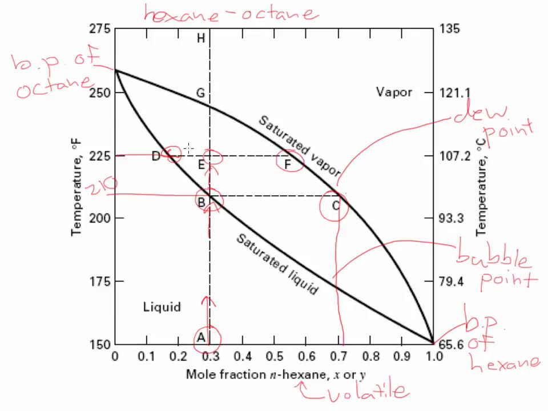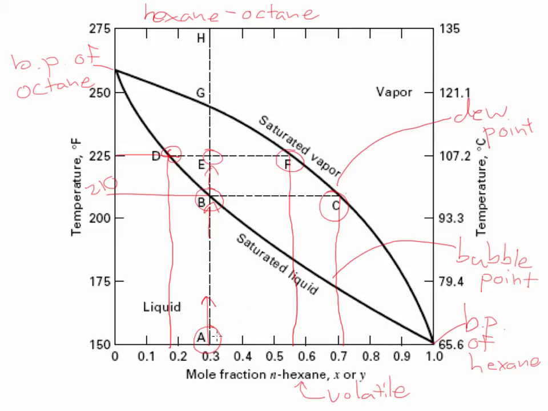If we go down to the x-axis to read those compositions, we see that the liquid composition is going to be a little less than 20% hexane, and that the vapor's composition is going to be between 50 and 60% hexane, maybe 56, 57% hexane. Again, binary system, so if you're a little less than 20% hexane, you're going to be a little more than 80% octane in the liquid.